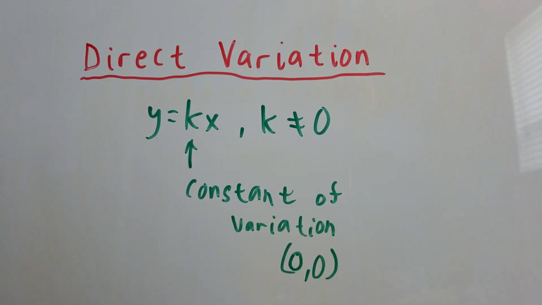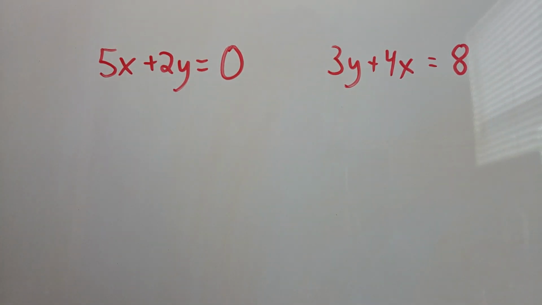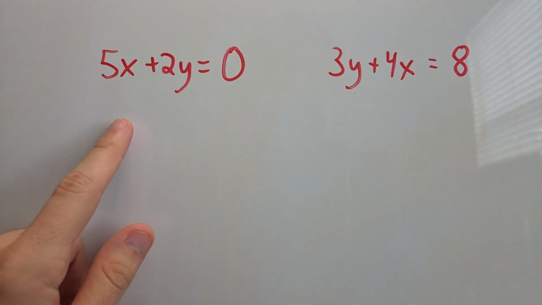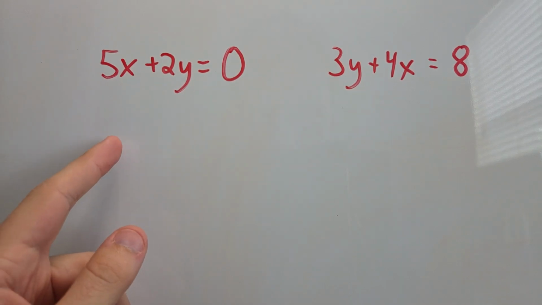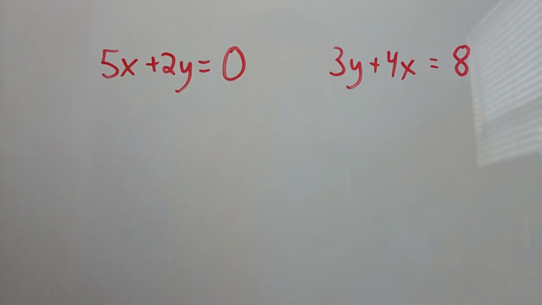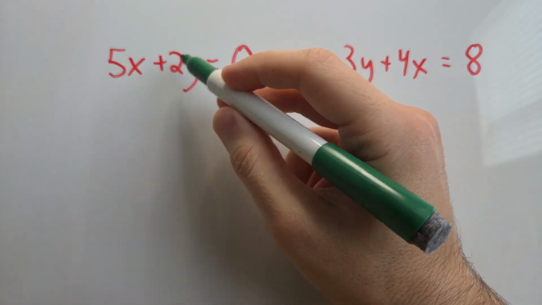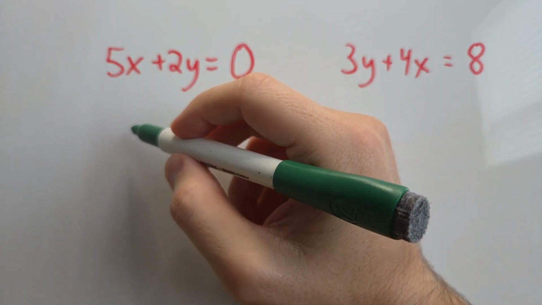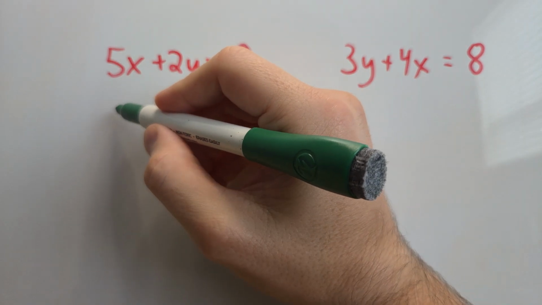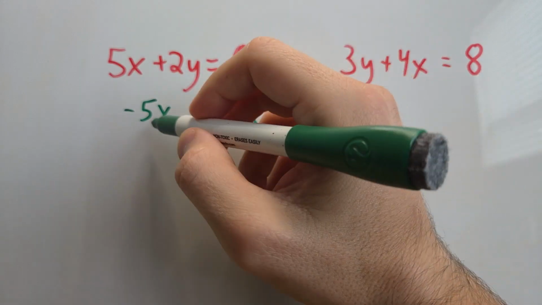So let's take a look at a few examples. What we want to ask ourselves is this: is each equation a direct variation? And if it is, we're going to find the constant of variation. So all we do is solve for y. We want to get the y term by itself, and in that form, y equals kx. So we'll start first by subtracting 5x from both sides, canceling it out on this side.